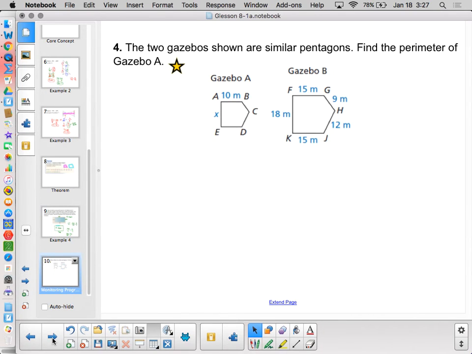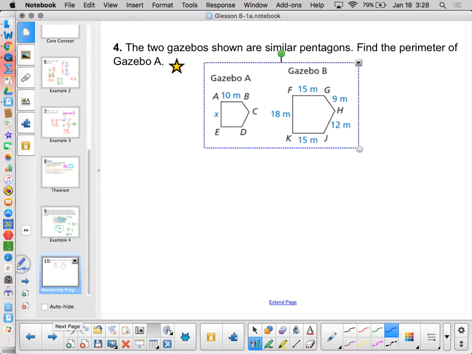Final question for you today, find the unknown length. Don't find the perimeter. Well, actually, no, let's go ahead and find the perimeter. Let's find the perimeter of gazebo A, as it says. So I don't need to find x necessarily here. We really don't need to find x. I want to find the perimeter of gazebo A.